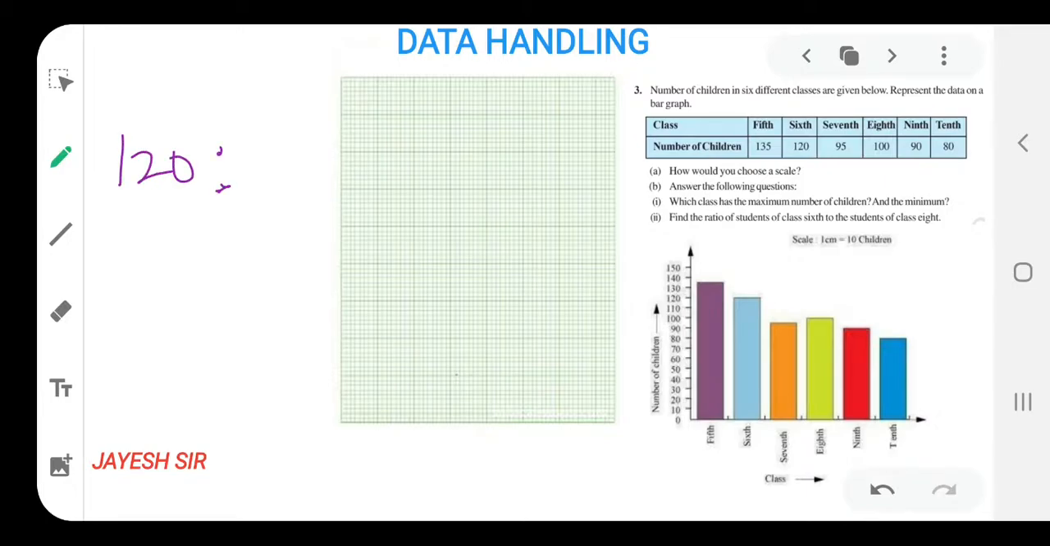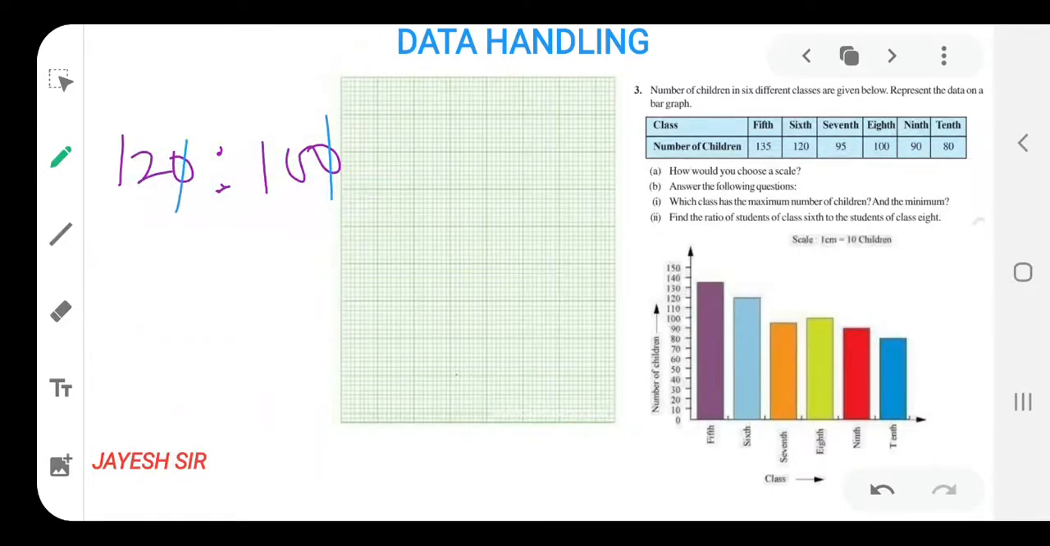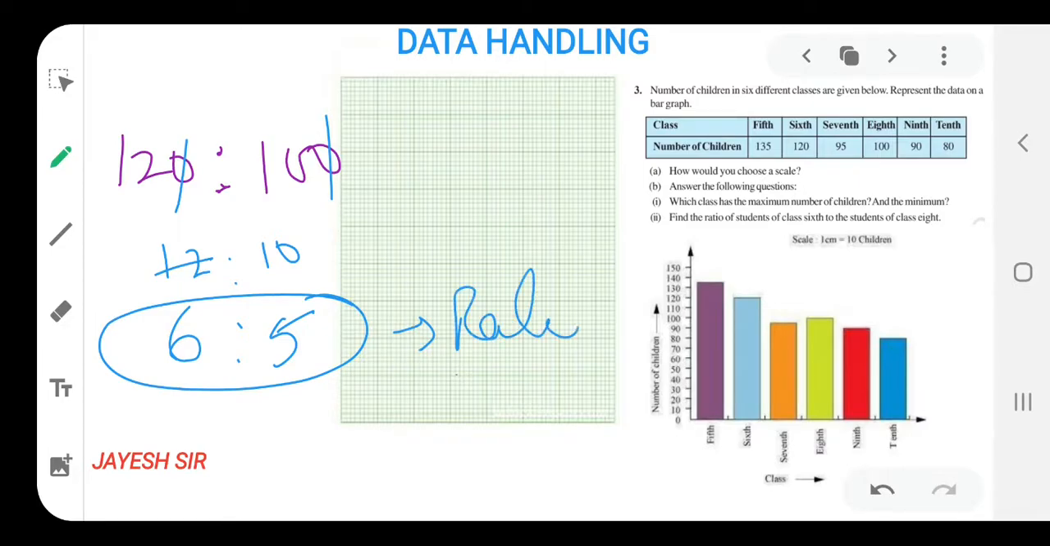Ratio means the ratio sign is like this. To the students of class 8. Class 8, how many students are there? 100 are there. They both can be cancelled. Basically we should cancel and get the idea. 0 0 cancels. So 12 and 10 is left. They both come in the table of 2. So 2 6s are 12, 2 5s are 10. So this is the ratio. So this is the final answer, or we have found the ratio for the question that is being asked.